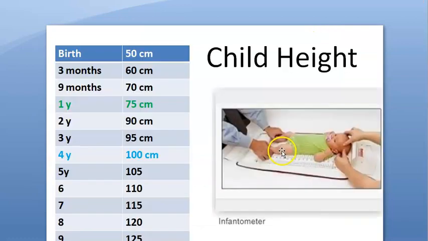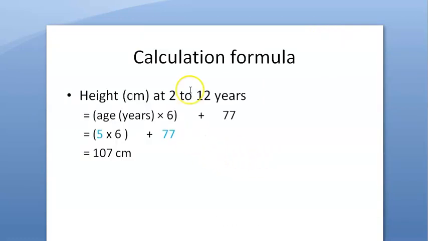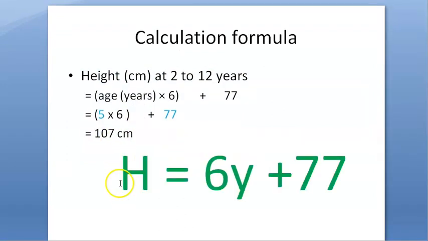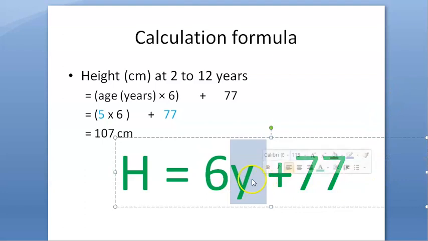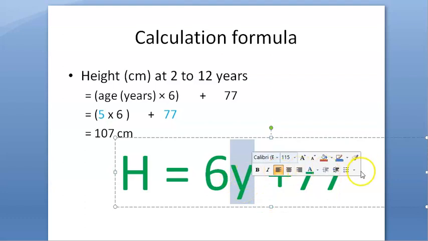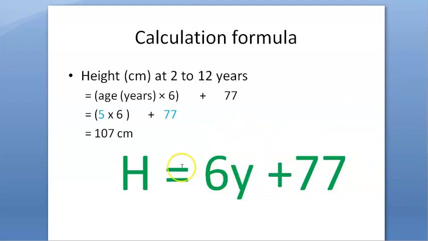Basically, in the previous video, we looked at how to calculate the child's height, and the formula is very simple. Height is equal to 6y plus 77. Y is what? The age in years, okay? We'll remember it like that. So if the child is 7 years, put 7 here. 6 7s are 42 plus 77, 119. So that is the formula. You have to remember this formula. Only one formula to remember for height: 6y plus 77, okay? That's it, guys.